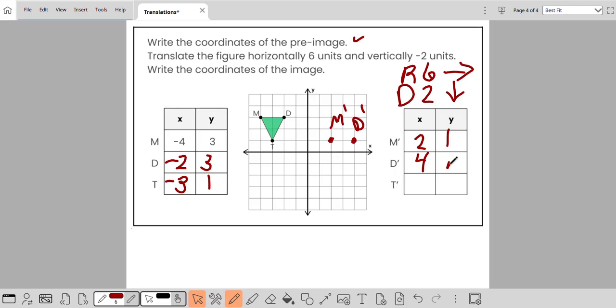Alrighty, and now we're going to do point T. Right 6. 1, 2, 3, 4, 5, 6. Down 2. 1, 2. There it is. And that is going to be T prime. I'm not going to connect. I'm just going to write the new point, which is (3, -1). Okay, and you can see that the triangle is still in the exact same position. It just moved over 6, down 2. No flipping, no turning, nothing like that happens, all right?